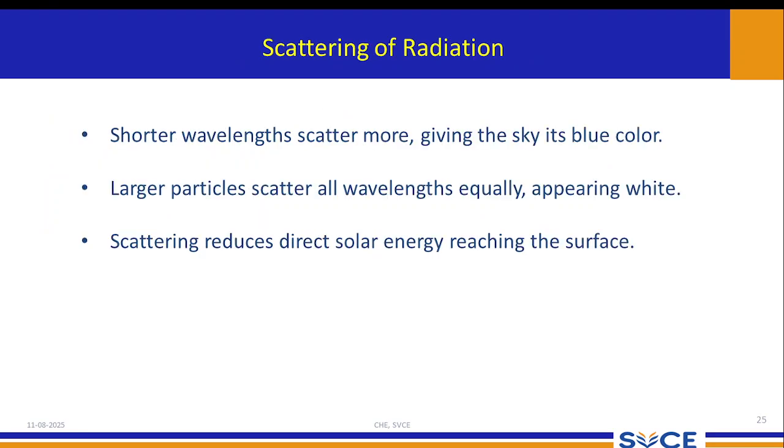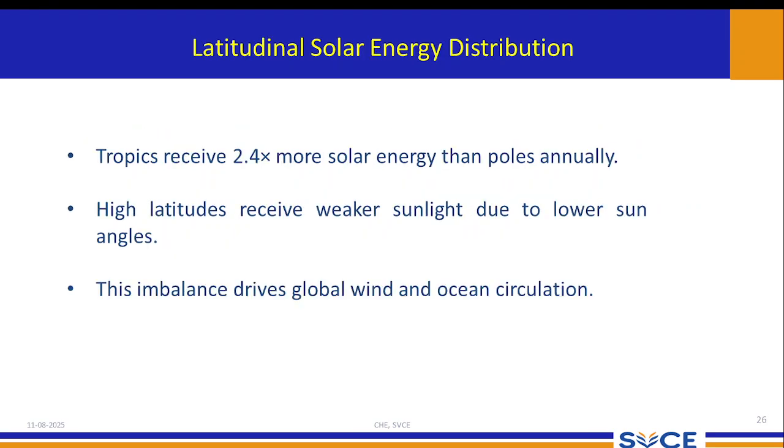Scattering of radiation: shorter wavelengths scatter more, giving the sky its blue color, and larger particles scatter all wavelengths equally, appearing white. Scattering reduces direct solar energy reaching the surface. Latitude and solar energy distribution: the tropics receive 2.5 times more solar energy than the poles annually. High latitudes receive weaker sunlight due to lower sun angles.